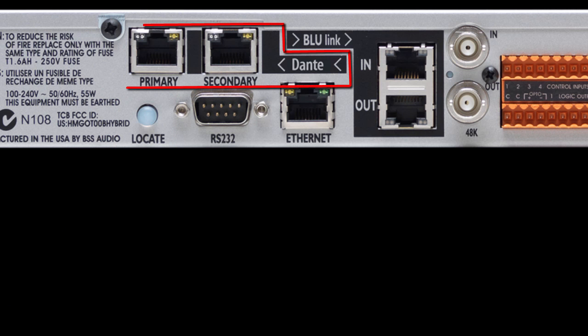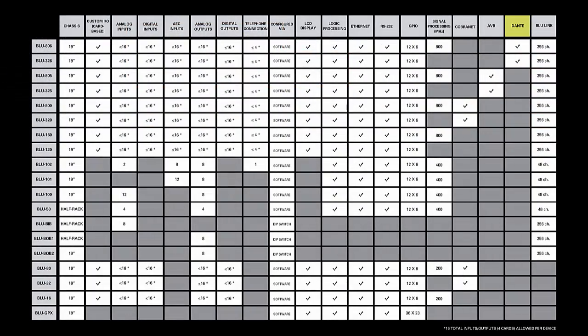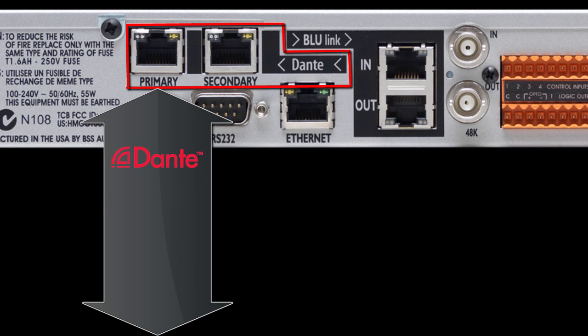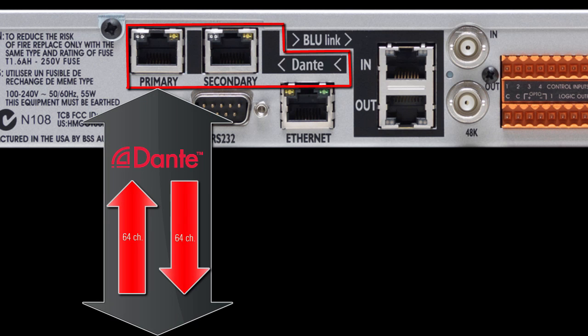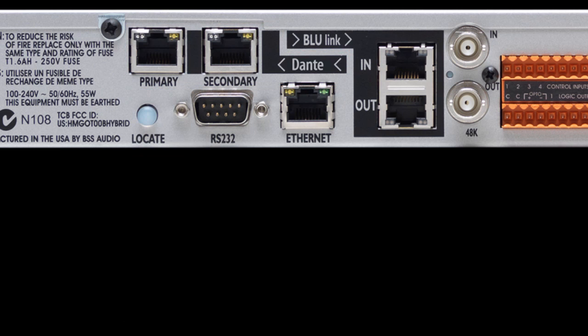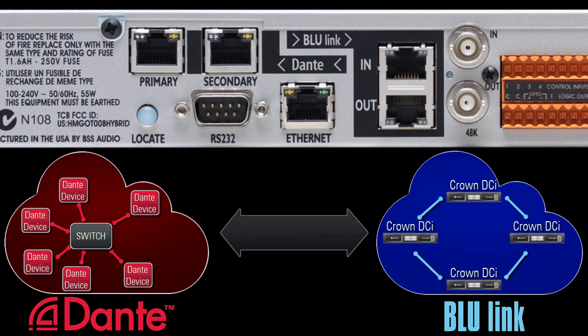The Dante ports are found on every device with the Dante feature. These ports allow Dante audio to stream in and out of the device. Therefore, this device supports 2 different networked audio formats, Dante and BLU Link. There are several benefits of supporting 2 formats within one device, one of which is the ability to bridge audio from one format to another. For example, if you need to unify a Dante network and a BLU Link network so audio can be shared between the two, you can use a BLU 806 or BLU 326 to accomplish this.